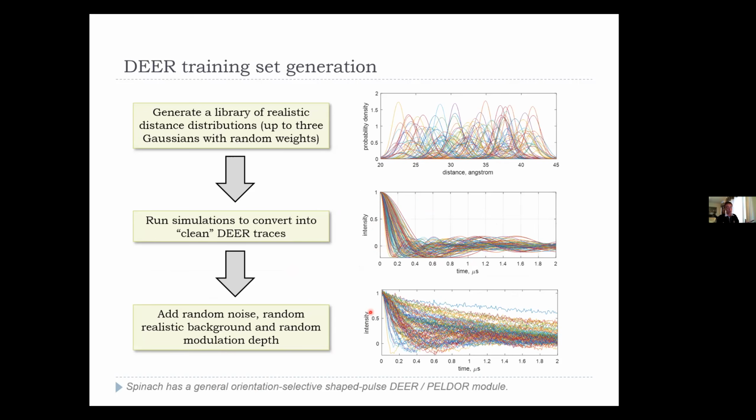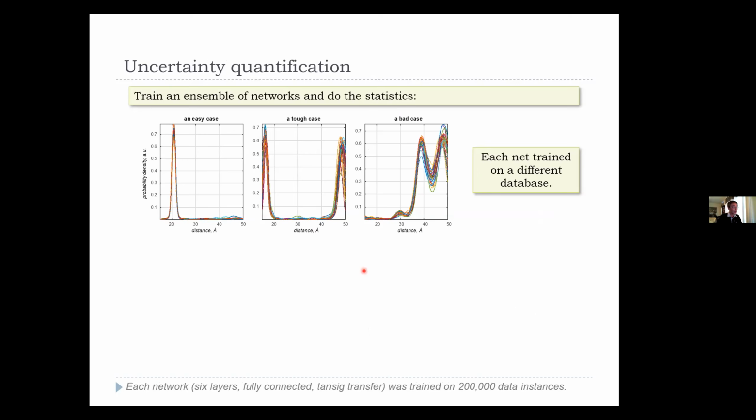And we've got a general orientation selective shaped pulse DEER PELDOR module that can even do gadolinium if we must. But the more quantum mechanical the simulation becomes, the further away it goes from two-point spin halves, the harder it is to simulate. Anyway, we were rather bemused by how well the thing worked.